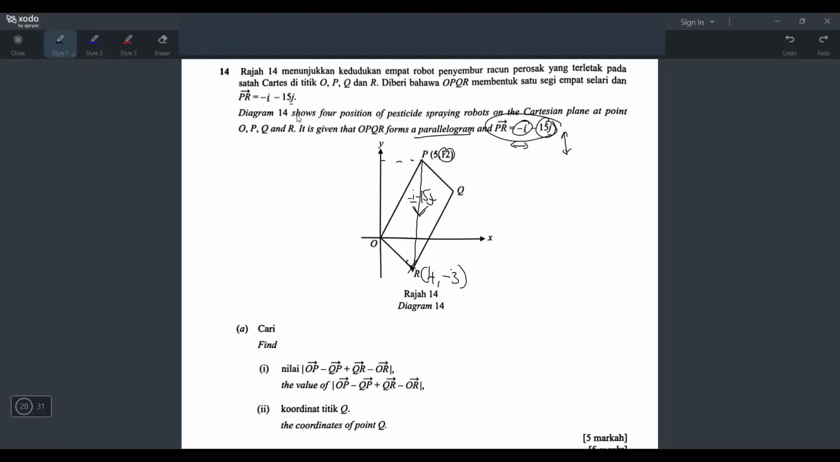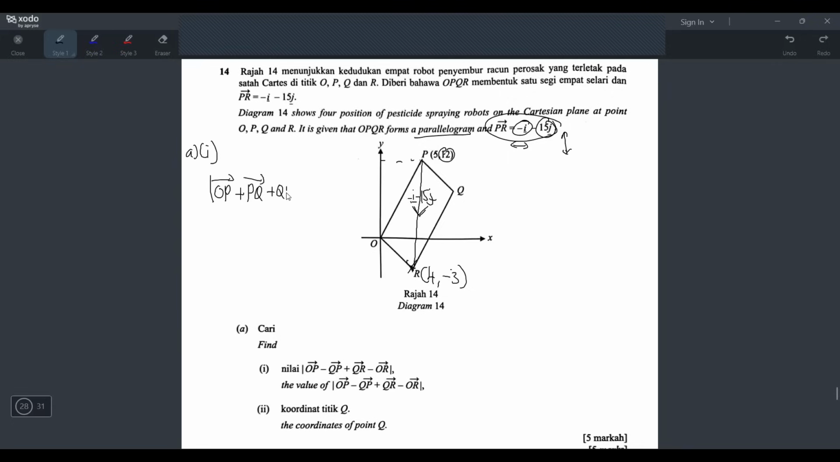Okay, now we read the question. Okay, now you see what the question was. Question number 1. Find the value of the magnitude of, okay, what is this? Vector OP minus QP. Okay, actually, if I tell you minus vector QP is the same as saying it's plus vector PQ. Yeah, you can reverse the direction. But when you reverse the direction, you have to change the sign. So when QP becomes PQ, you have to change the sign lah, minus becomes plus.